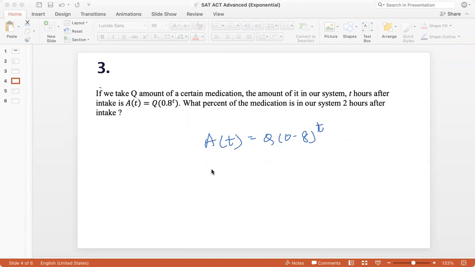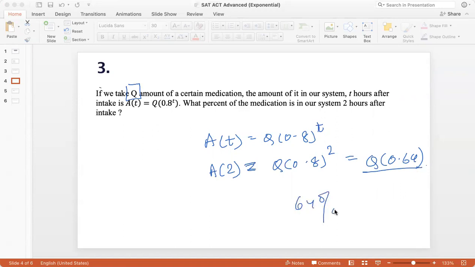So let's put T as 2. So A(T) is Q times 0.8 squared, which is Q times 0.64. So we took Q, and 2 hours later, we had Q times 0.64 left in our system. So what percentage of the original? That is 64%. 64% of the original was left in our system 2 hours after intake.